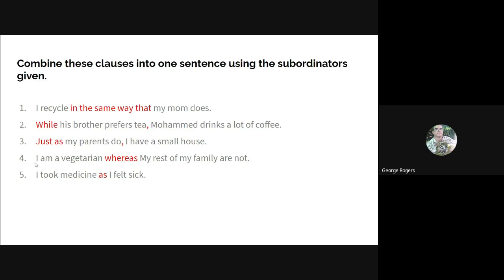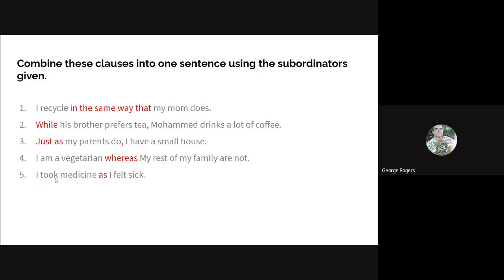And so number 4. I am a vegetarian, whereas the rest of my family are not. I am a vegetarian is the independent clause, and the whereas goes with the rest of my family are not. Again, if this is all you have, what are they not? There's a little bit missing. Because we got the vegetarian part here, that shows they're not vegetarians.